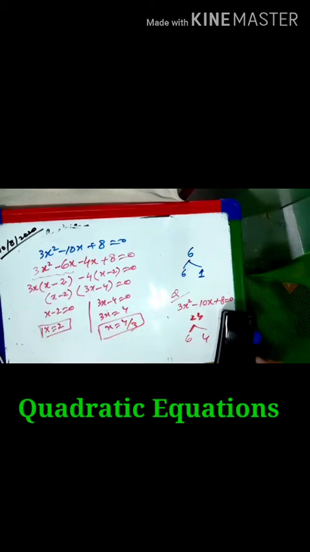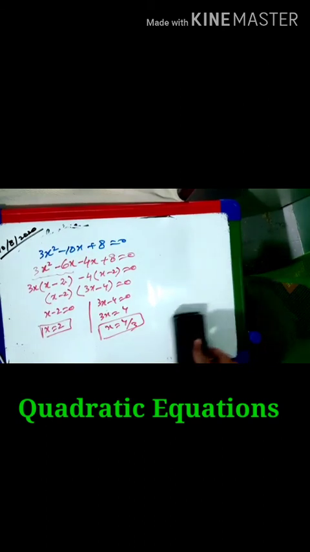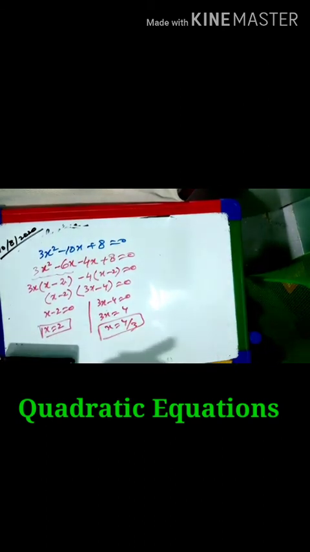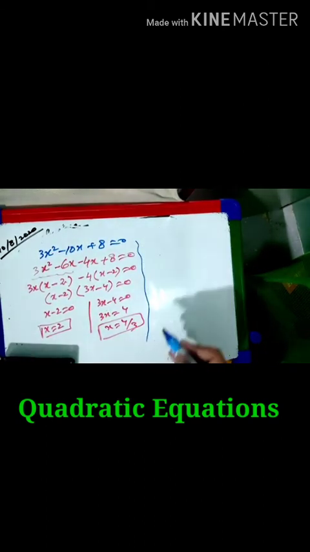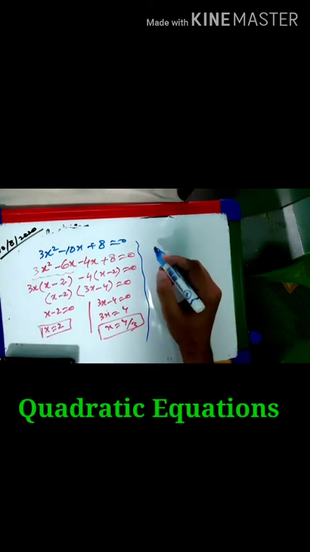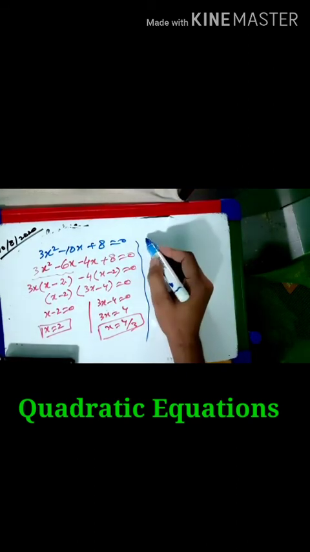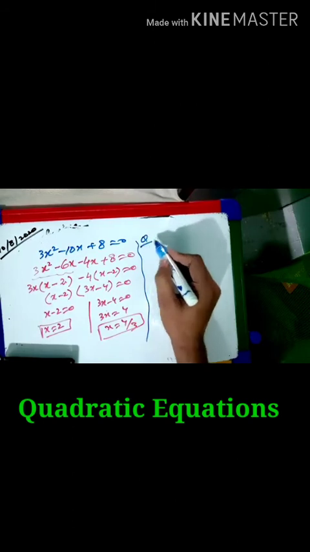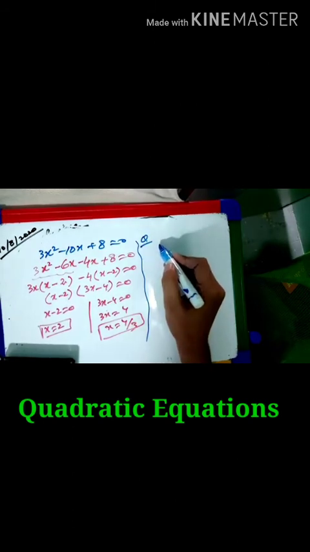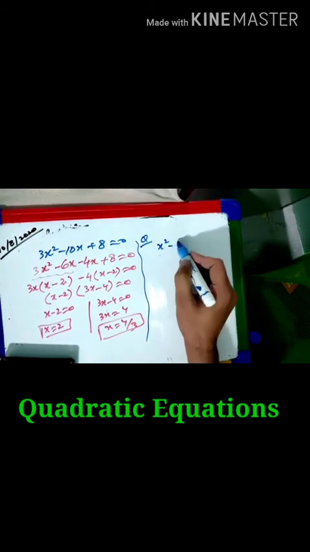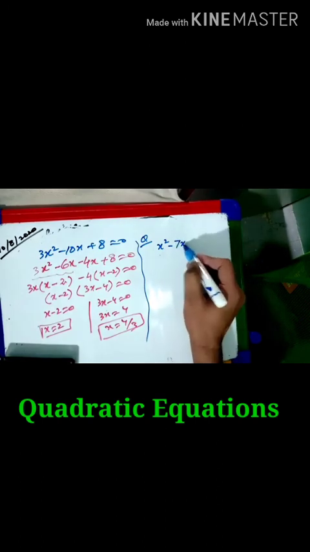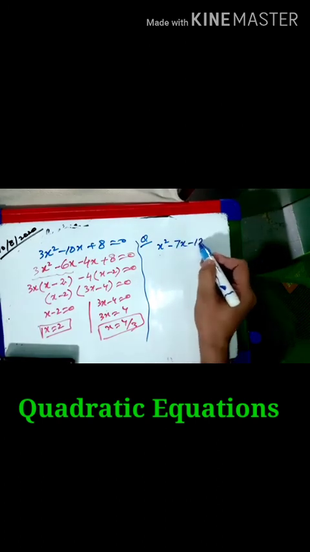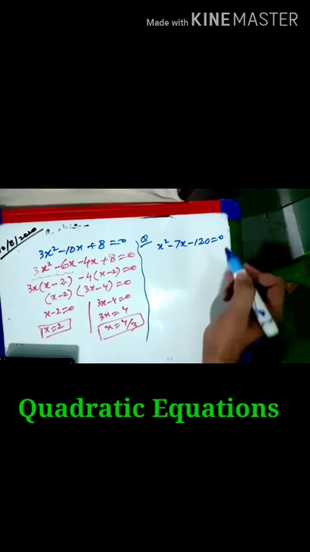Now I will write one similar question here. You will think about that. Slowly I'm increasing your level. Slowly, very slowly, so that you will not feel any burden. So now the question is x square minus 7x minus 120 equal to 0. Just try this.